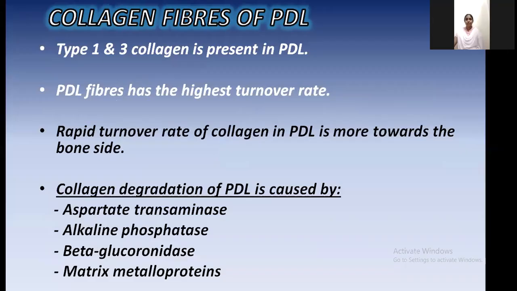Collagen fibers of the PDL. Type 1 and type 3 collagen fibers are present in the periodontal ligament. The periodontal ligament fibers have the highest turnover rate. Rapid turnover rate of collagen in periodontal ligament is more towards the bone side. Important one word to note. Collagen degradation in PDL is caused by the following. Please make a note: aspartate transaminase, alkaline phosphatase, beta glucuronidase, matrix metalloproteinases.